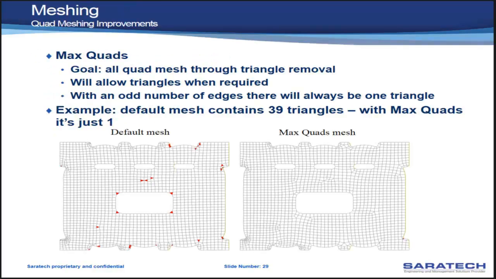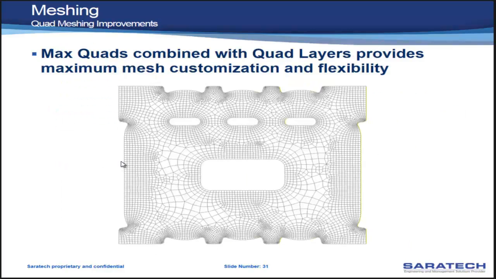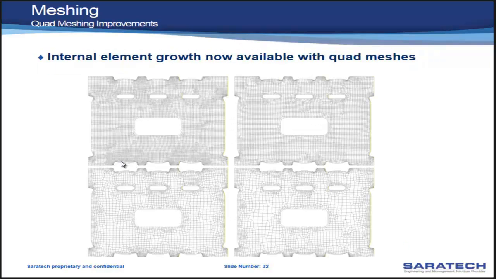There's a new mesh quads option in the mesh geometry surface command, and when enabled it'll attempt to minimize the amount of triangles created when using the quad mesher. You can see the distinction between these two. The first one was created without the mesh quads option, and the second mesh was with, and you can see that all the triangles were really removed. Mesh quads combined with quad layers provides maximum mesh customization and flexibility, and you can also have internal element growth, which is now available with quad meshes as well.